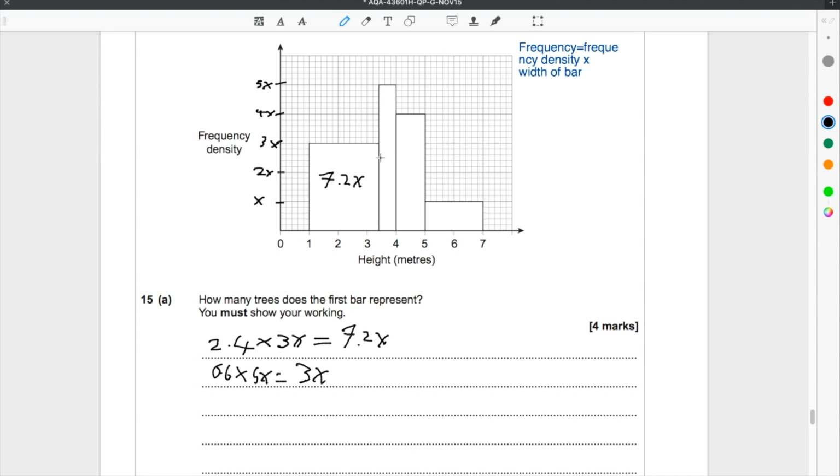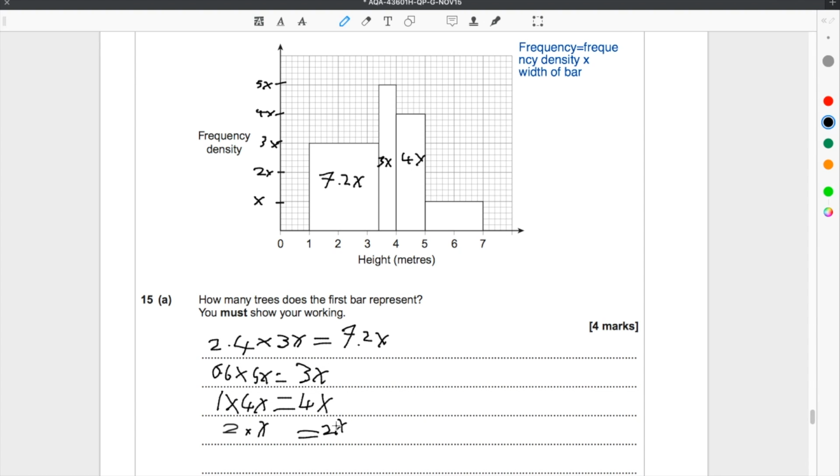Now with this bar, just write that down there, 3x, we have a width of 1 and a height of 4x. So 1 times 4x is just 4x. And finally with this bar, we have a width of 2 multiplied by the height, which is x, so 2x.